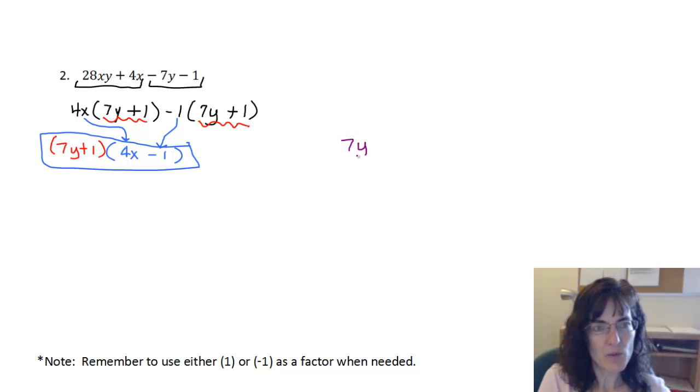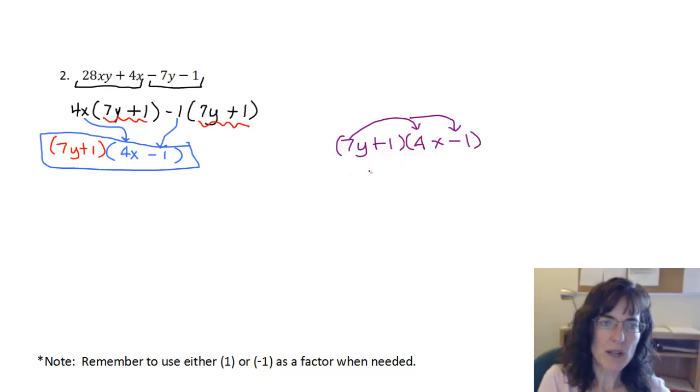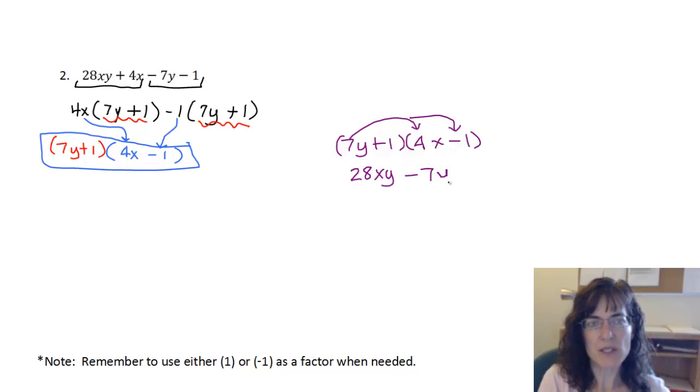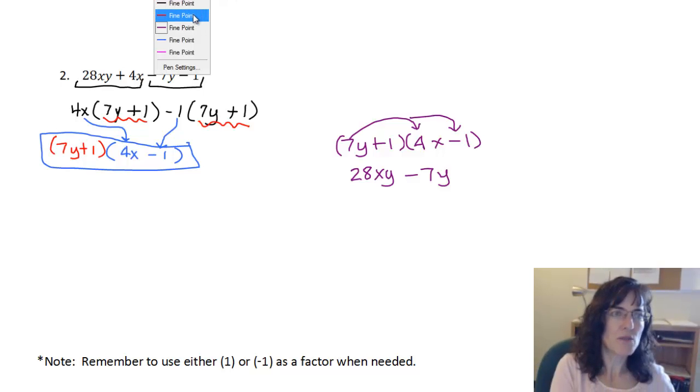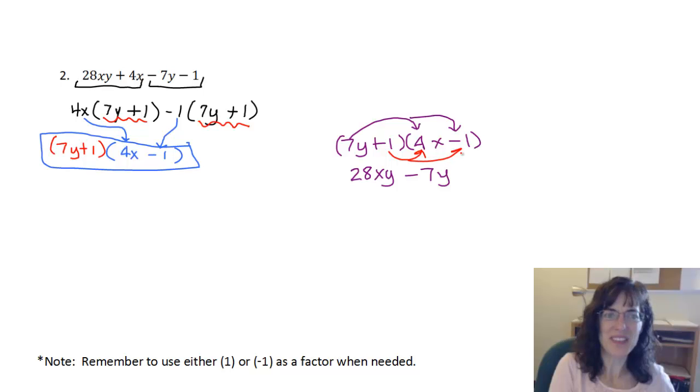So we'll do 7y plus 1 times 4x minus 1. And I'll distribute that 7y. So 7y times 4x, that's going to be 28xy. And then 7y times negative 1, negative 7y. And then I want to distribute that positive 1, which isn't really going to change my values at all, is it? And so I just have a plus 4x minus 1.